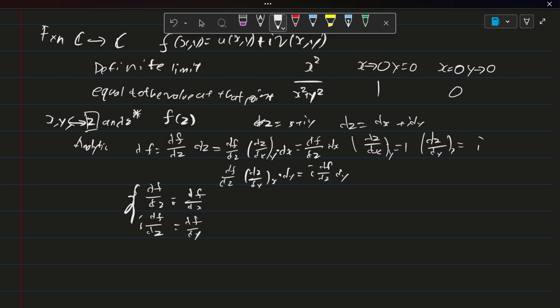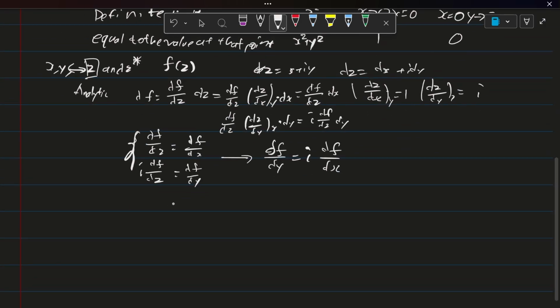Because these two things are both a function of df over dz, we could just do a substitution. And so we would conclude that df over dy is the same thing as i df over dx. And this is the criteria of an analytic function. You could develop this much further by substituting back f equals u(x,y) plus i v(x,y). So it would be u_y plus i v_y is the same thing as i times u_x plus i v_x.